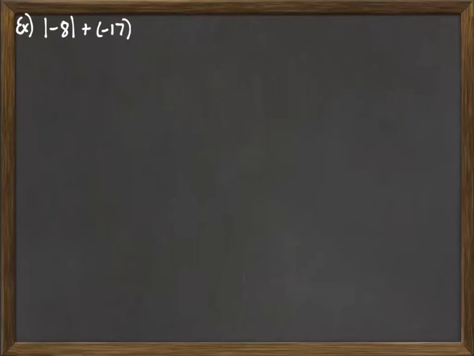In this video, we continue doing some more problems with adding signed numbers. In this problem, we have an absolute value. When we have absolute value of a number, we have to evaluate that first. So we would evaluate absolute value of negative 8 is positive 8, and then plus negative 17, and now we can do the problem. Since they have different signs, we'd subtract them. 17 minus 8 is 9. And because the 17 was bigger and it's negative, the answer is negative 9.